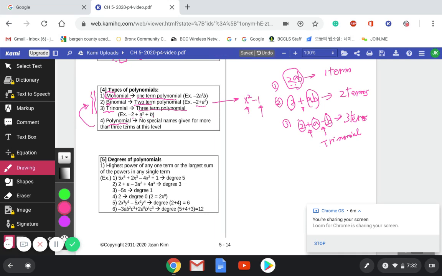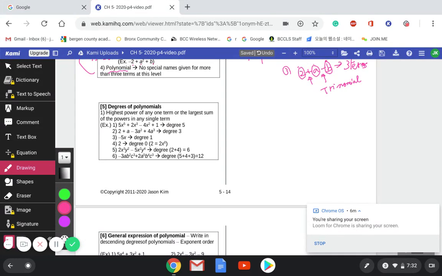So again, in a polynomial the terms are connected with a plus or minus operator. Okay. Now there is something called the degree of the polynomial. The degree of a polynomial is the highest power of any one term, or the largest sum of the powers in any single term. We call that the degree of the polynomial. So when you have a polynomial like this, you have four terms, 5x to the fifth plus 2x to the third minus 4x squared plus 1. The degree of the polynomial will be 5 because the highest power was fifth. So that becomes the degree of the polynomial.